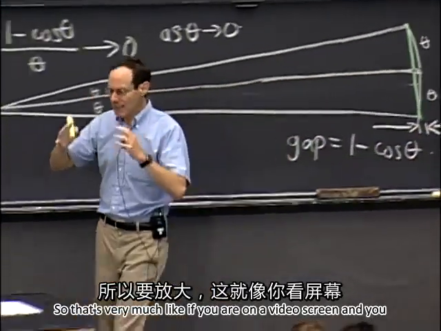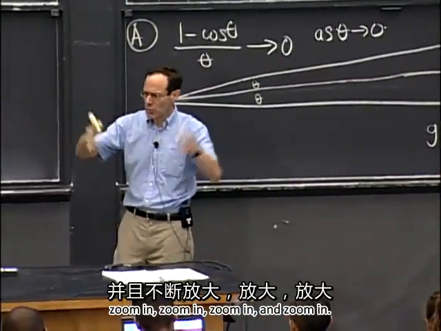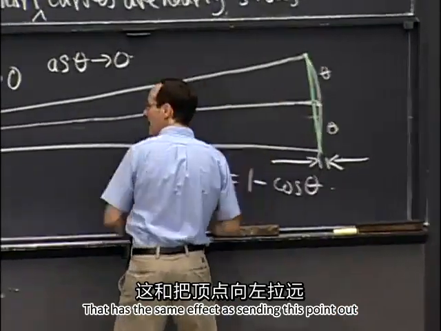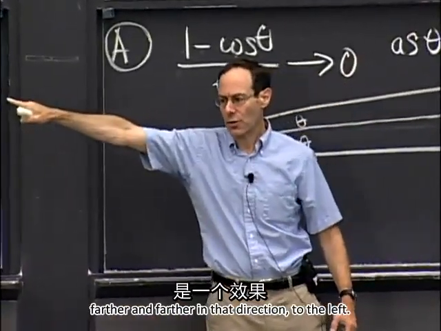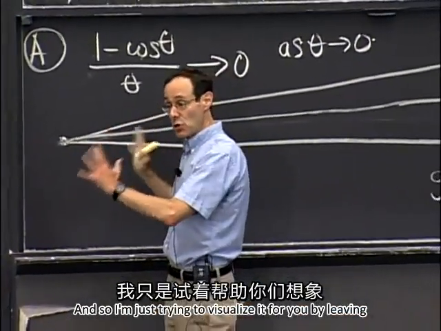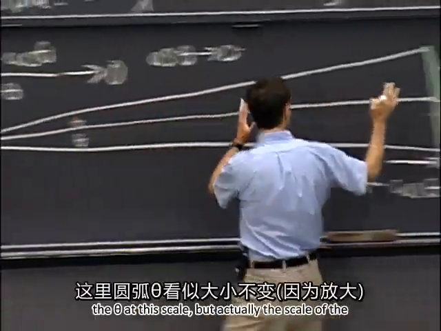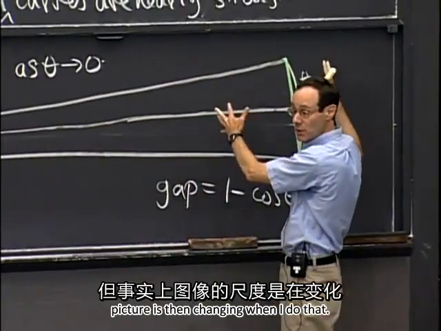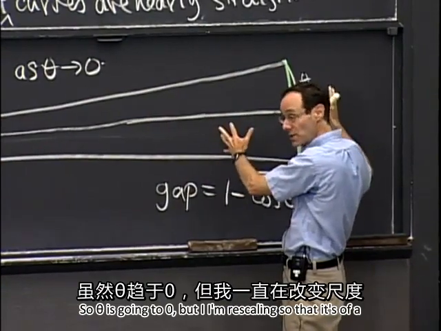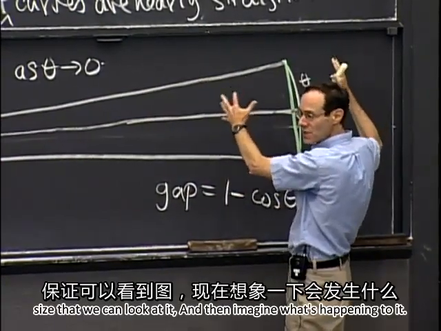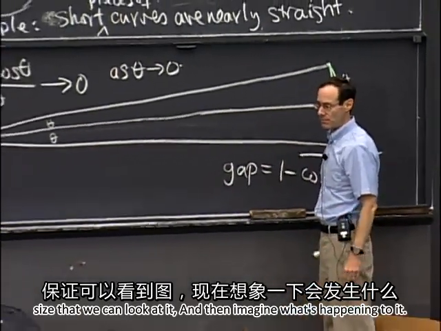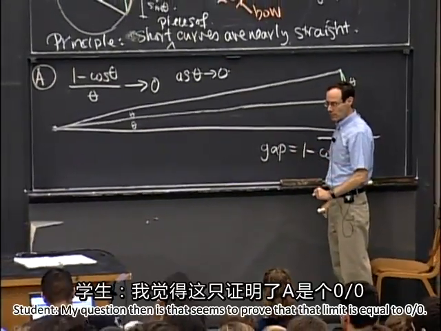So that's very much like if you're on a video screen and you zoom in, zoom in, zoom in, zoom in. So the question is, what would that look like? That has the same effect as sending this point out farther and farther in that direction, to the left. I'm just trying to visualize it for you by leaving the theta at this scale, but actually the scale of the picture is changing when I do that. So theta is going to 0, but I'm rescaling it so that it's of a size that we can look at, and then imagining what's happening to it. Okay? Does that answer your question?